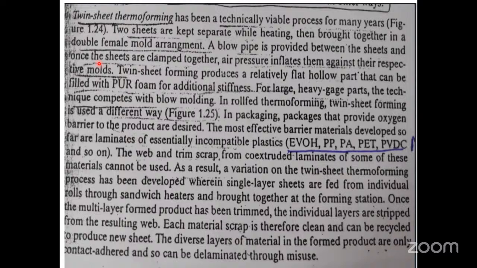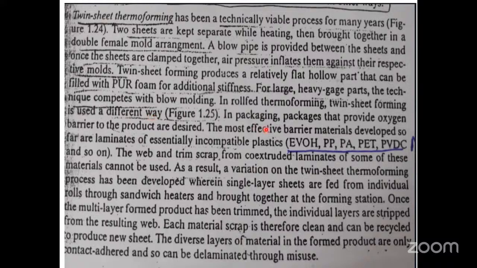Okay, a blow pipe is provided between the sheets, and once the sheets are clamped together, the pressure inflates them against their respective molds. Twin sheet forming produces a relatively flat hollow part that can be filled with PUR foam for additional stiffness. If you want additional stiffness, yes, you can pass a foam here, polyurethane foam. For large heavy gauge parts, the technique competes with blow molding in roll-fed thermoforming. Roll-fed means there is a roll of sheet. Thermoforming, twin sheet forming is used.